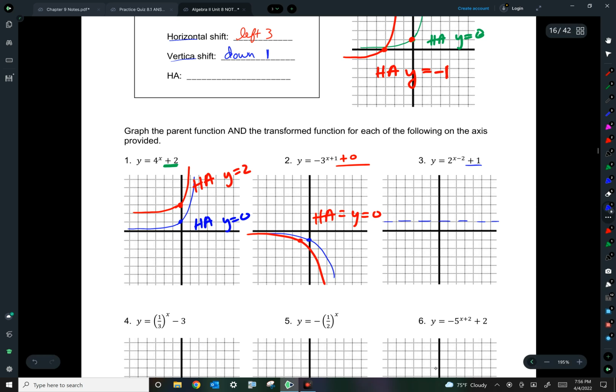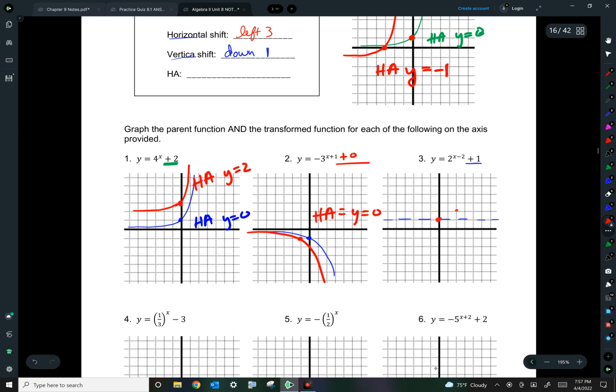So I have the basic 2 to the x graph. I'm going to see if I can save a few steps. I have the basic 2 to the x graph, which goes through right here at 1. Okay, but what am I going to do to that? I'm going to move it 2 to the right, and 1 up. So now that intercept is right there.